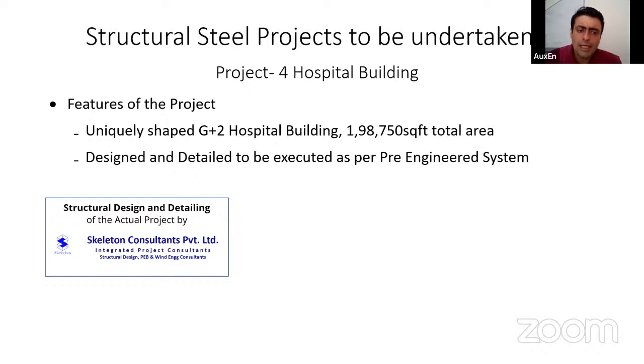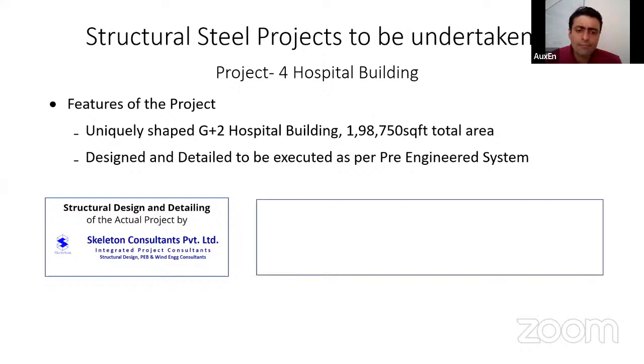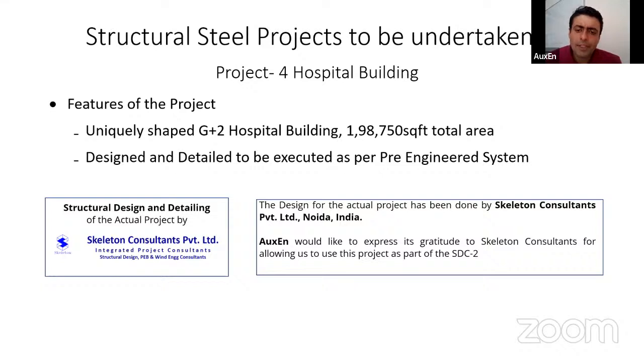This project was actually an actual project, not of us, but of Skeleton Consultants Private Limited, NCR. So we have taken permission from them, and we would like to express our gratitude to Skeleton Consultants, Engineer Abhay Gupta sir, who is the director of Skeleton Consultants. I think you must have heard about him. He is a big name when it comes to structural engineering, and he is an authority in wind engineering. So he was our professor at college. So he was kind enough to allow us to use this project for this program.